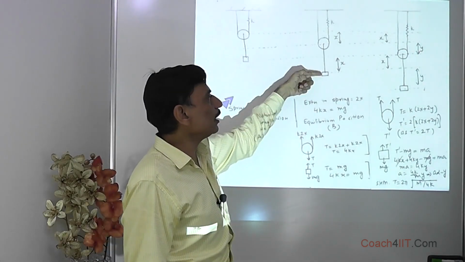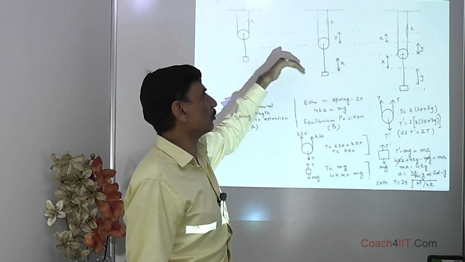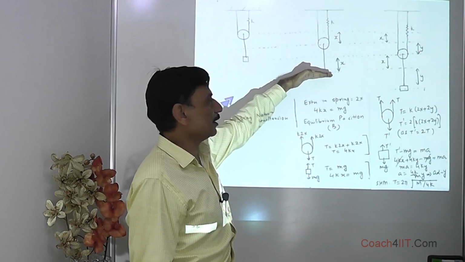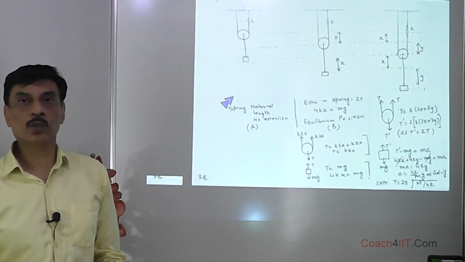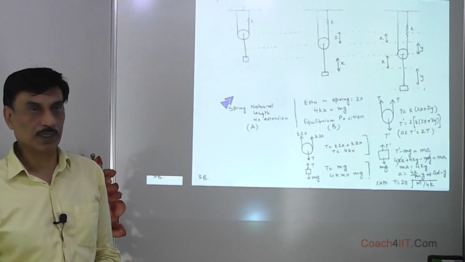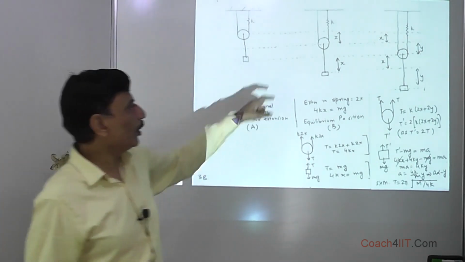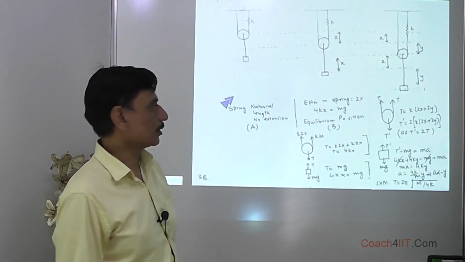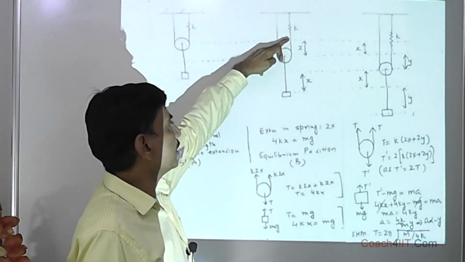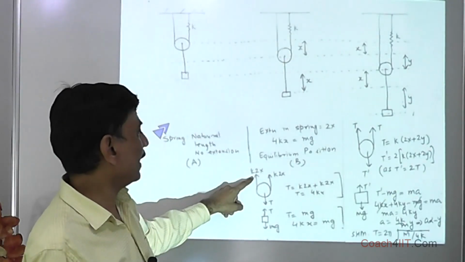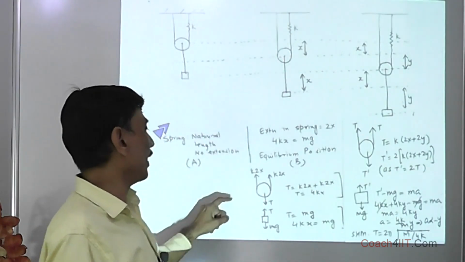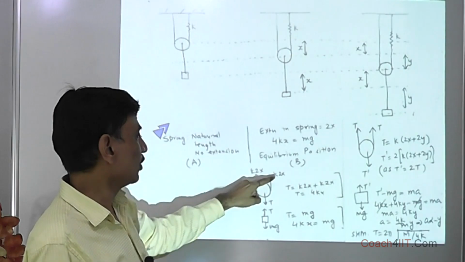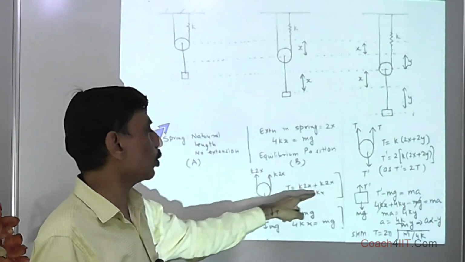Here we are talking about the mean position of the block, when it has gone x below this level, and this is the mean position. Right now there is no net force acting on this body. The pulley is massless. When it goes by x, obviously the stretch in the spring is 2x. So when we talk about the equilibrium position, we say k into 2x, because the stretch in the spring is 2x. So k into 2x, k into 2x, T is over here, the pulley is massless. So this plus this is equal to this. So T is equal to 4kx.